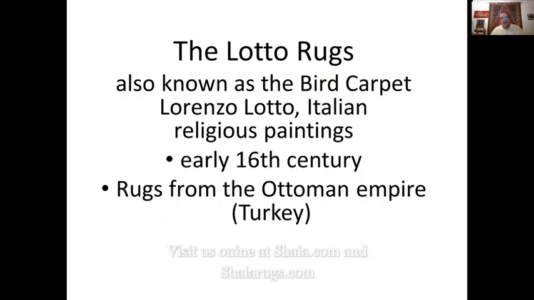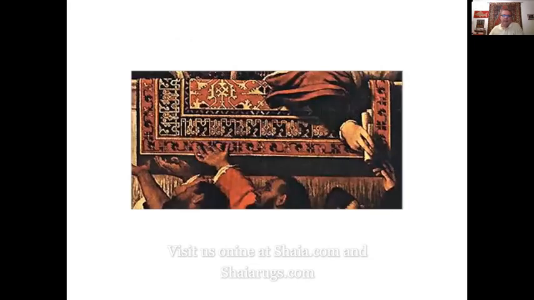Now, Lotto rugs, it's the same thing. Lorenzo Lotto was an Italian painter, and he always used these carpets, which we call the Lotto carpets, or sometimes they're called the bird carpets. And he did religious paintings in the early 16th century. Again, these rugs were from the Ottoman Empire. And I'm telling you this because this is the history of rugs. This is what we know about rugs.